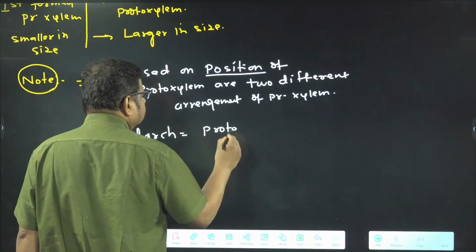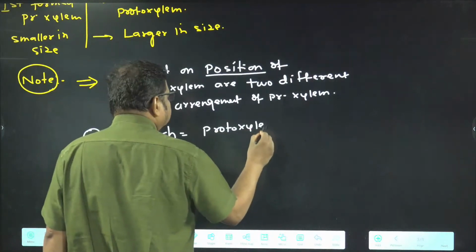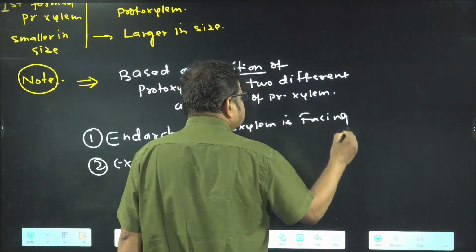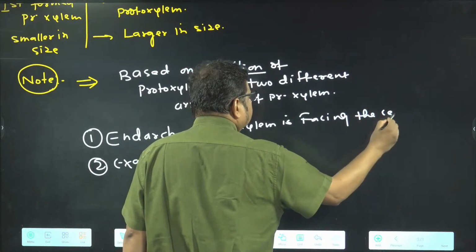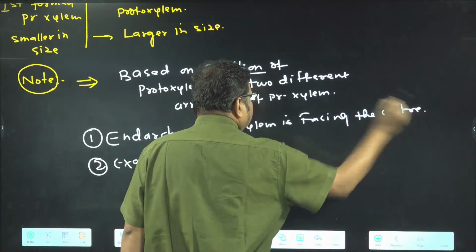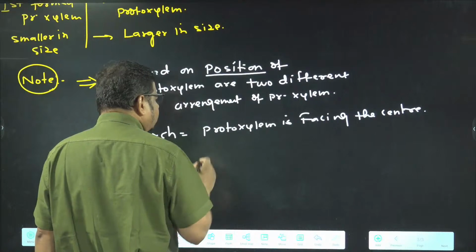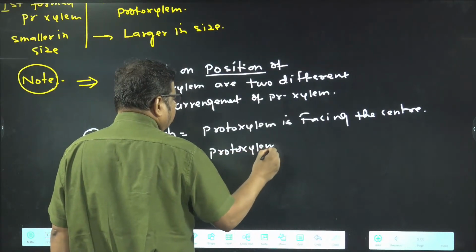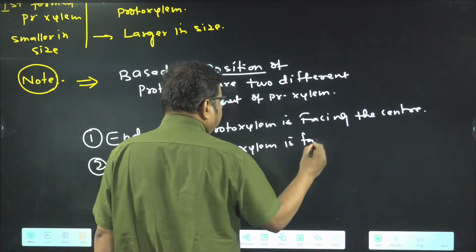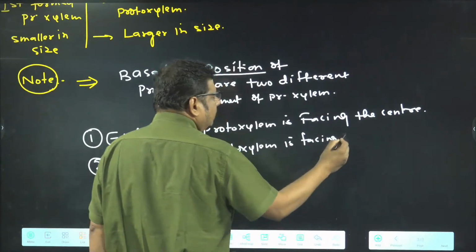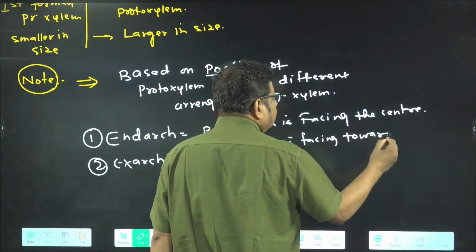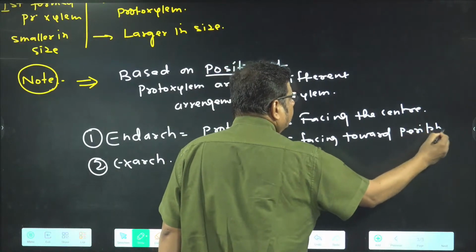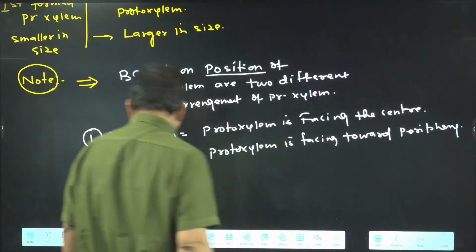In endarch arrangement, protoxylem is facing the center, and in exarch arrangement, protoxylem is facing toward, or facing, the right, any language you can manage, toward which one? Periphery. So these are the conditions.